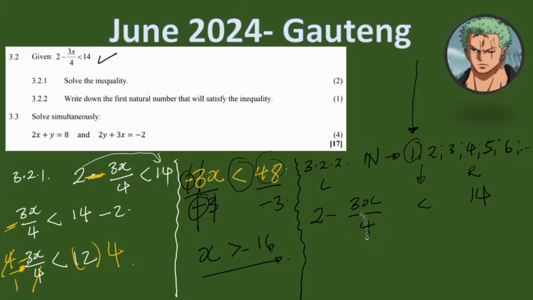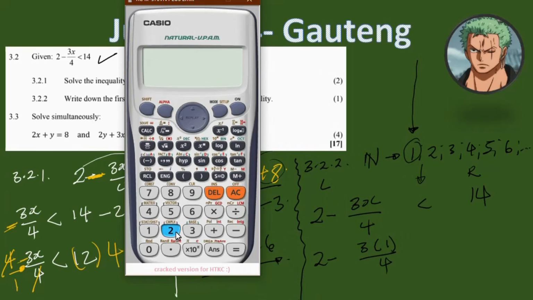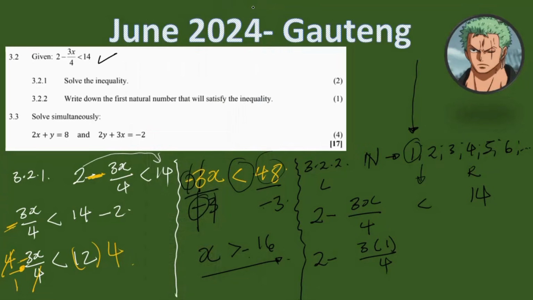If I put 1 in this situation, will it make the statement true? Only one way to find out. 2 minus 3, where there is x, I put 1, all over 4, right? Afterwards, I use a calculator for that, and I want to see if that is true. I have 2 minus a fraction, and that fraction is 3 multiplied by 1 all over 4. This is equal to 5 over 4.